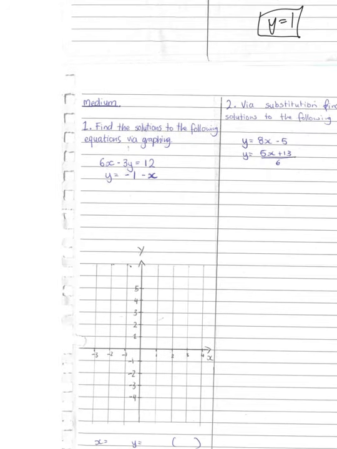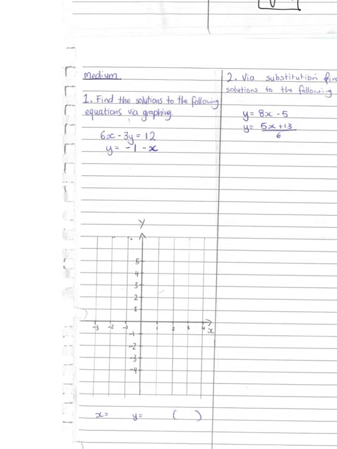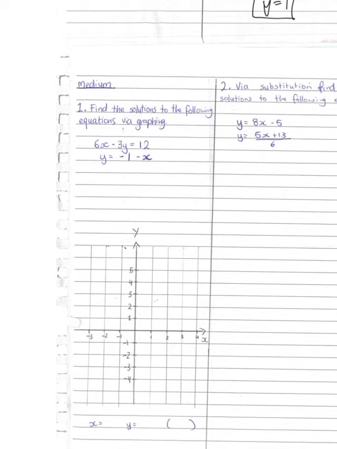All right, on to some harder ones. Okay, find the solutions to the following equations via graphing. Okay, so we've got 6x minus 3y equals 12. And we've got y equals -1 minus x. Okay, the one thing that should stand out to you here, guys, is our top equation, 6x minus 3y equals 12, isn't in the form of y equals mx plus c. So what you can do is you can actually rearrange that equation, right, to get y by itself.